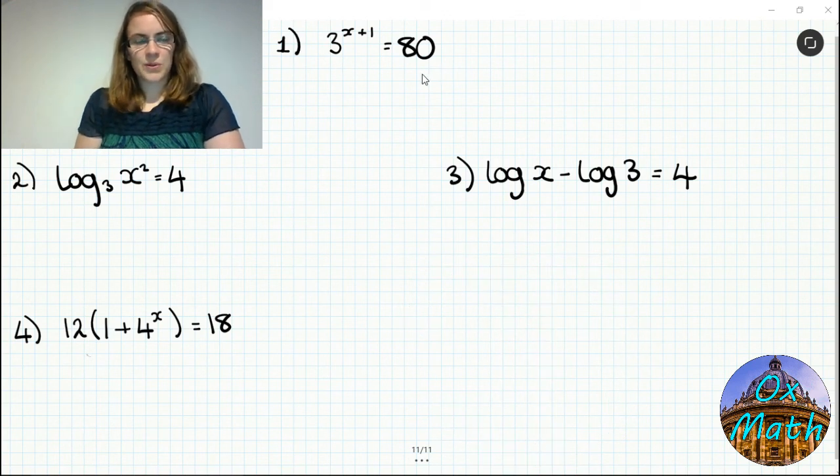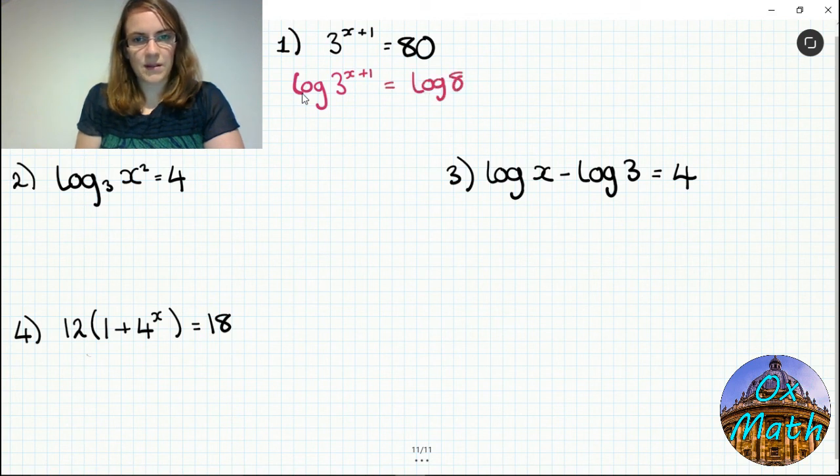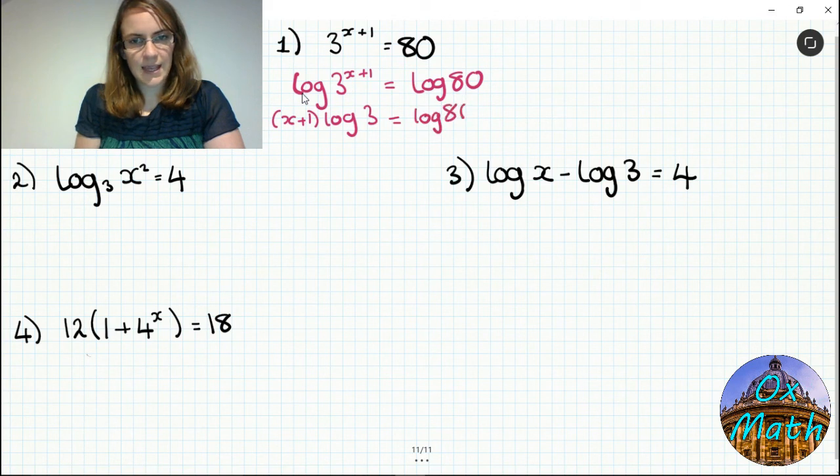So for this first one, you could use the definition of logarithms, but for the sake of the people that don't have a calculator that does that, I'm going to do it the long way. So I'm going to put log in front of both sides. So log of 3 to the power x plus 1 is the same as log of 80. And then I bring my x plus 1 out the front. x plus 1 log 3 equals log 80.